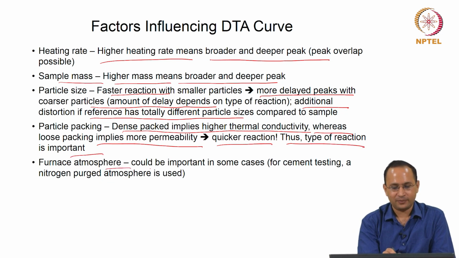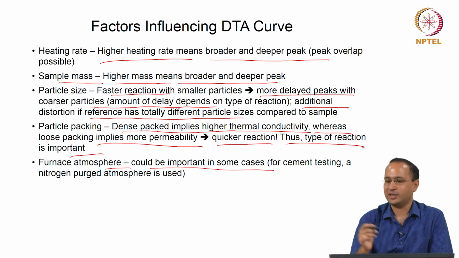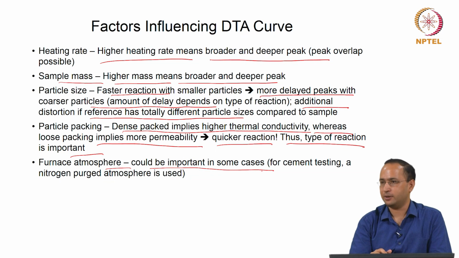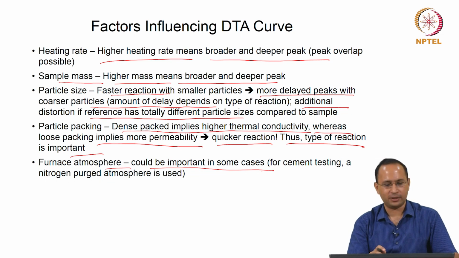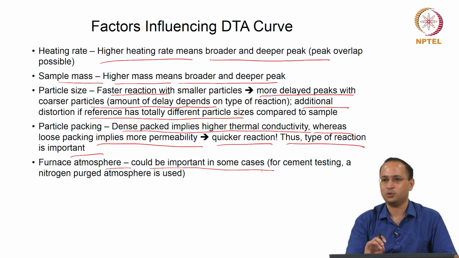Furnace atmosphere could be important in some cases. For example, in cement testing we usually use a nitrogen purged atmosphere, because we do not want it to react with carbon dioxide. We do not want carbonation to happen. Also we do not want any change, so we use a nitrogen rich environment. So these are some important factors you have to always pay attention to when you do an experiment or look at data in the literature, right, because these things will change.